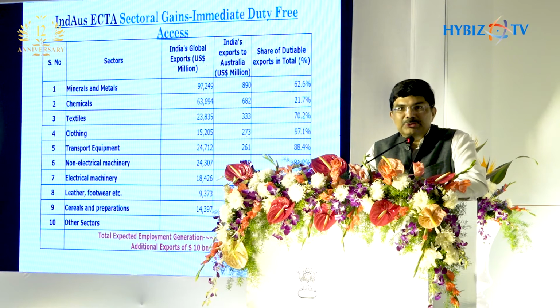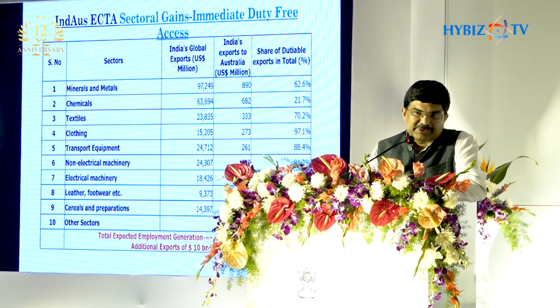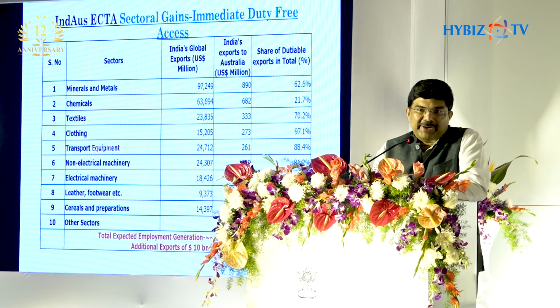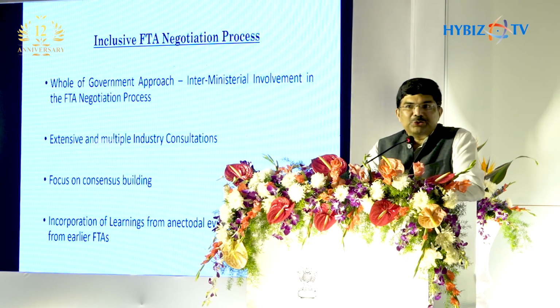Similarly, for Australia also, there is significant potential. You can see most of the products we are exporting to Australia are currently dutiable. So once we get duty-free access, we can significantly increase our exports, because Australia currently has FTAs with most of the important trading partners like ASEAN. They are also party to RCEP, and they have agreements with Europe and other countries. So we had this duty issue. Now our companies can compete with all these other countries with whom Australia already has FTAs. Next.